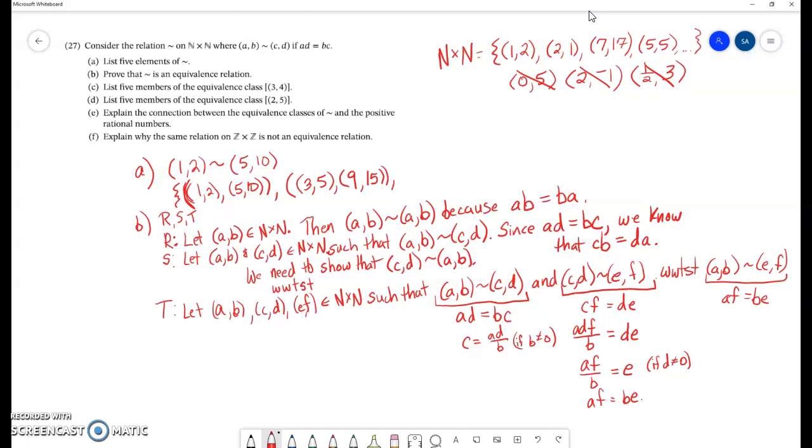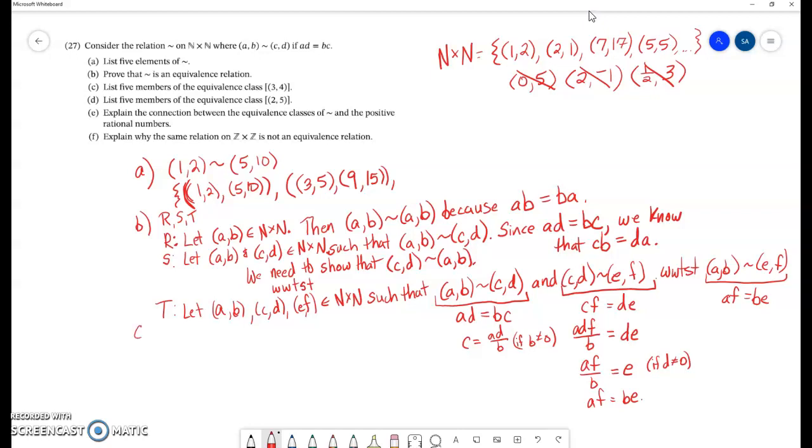Well, are B and E equal to 0? Well, they couldn't be, right? Because B and E both have to be from the natural numbers. So we know that those will not be equal to 0. So then all the steps we did here are valid. And this is a transitive relation. And that's why this relation is an equivalence. So we have reflexive, symmetric, and transitive.